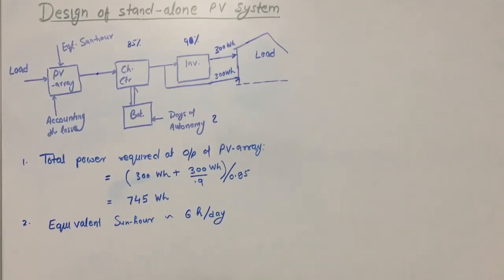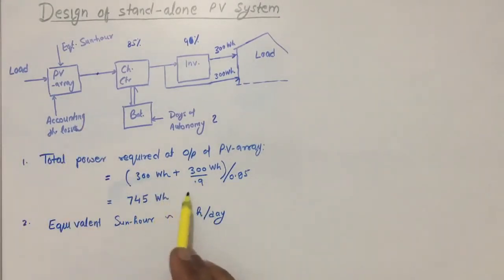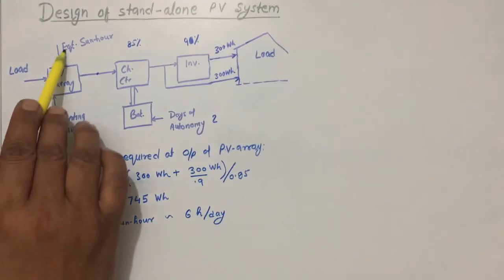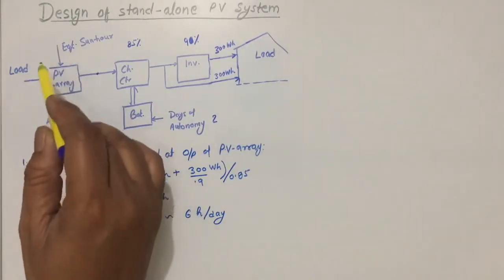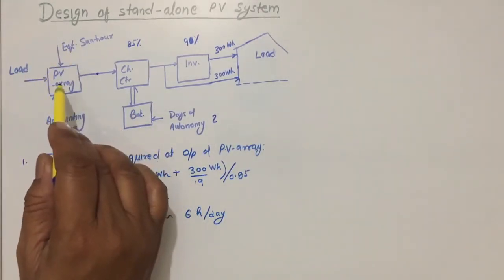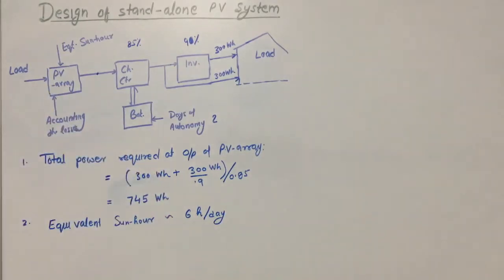Now from these data, we have the load requirement, we have accounted for the losses, and we have the equivalent sun hour per day. So all these parameters are here now. On the basis of that, we will define the panel boards in the PV array. So for that purpose, let us design the PV array now.